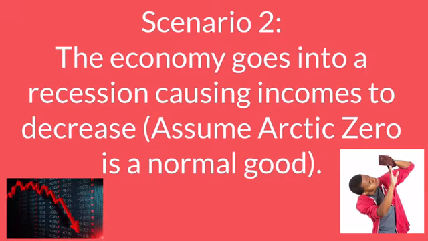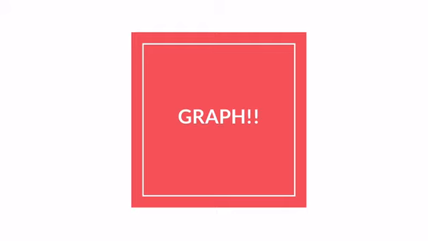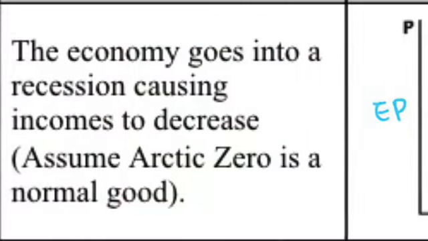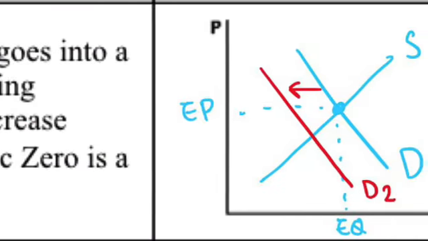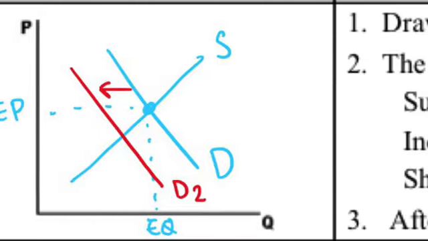Next up, we have a recession that causes consumers' incomes to decrease. If Arctic Zero is a normal good, what will happen to the curves? Did you say that demand would decrease and the curve would shift to the left? If so, you're correct.